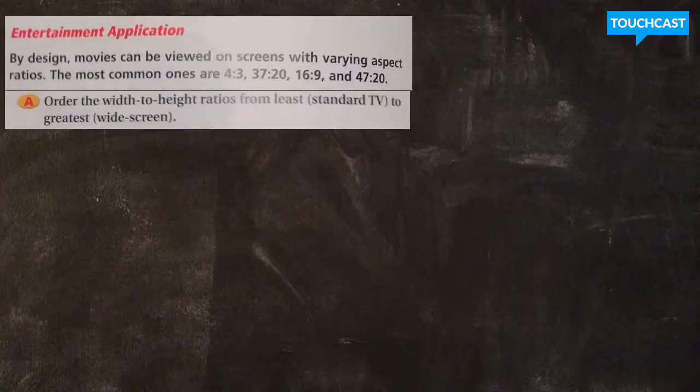So we have an entertainment application. By design, movies can be viewed on screens with varying aspect ratios. The most common ones are 4:3, 37:20, 16:9, and 47:20. We need to order these from width to height, from least to greatest. So we're going to start by just finding out what are each of these ratios in decimal form.